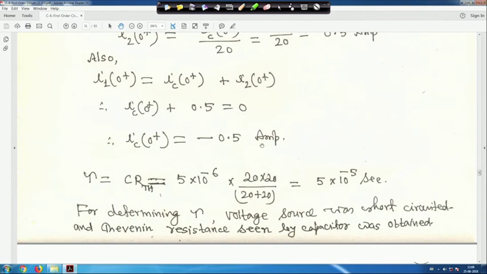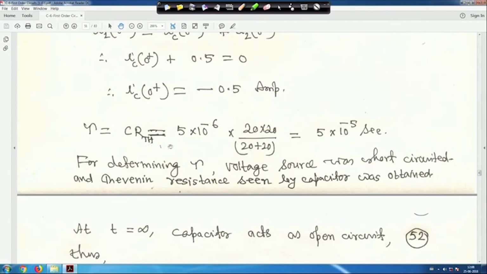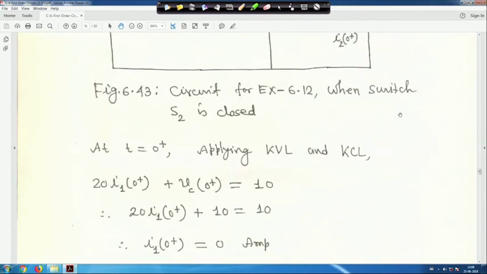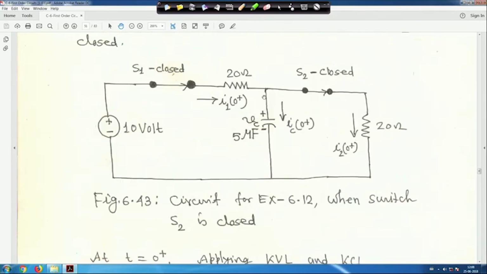So, Ic(0+) is minus 0.5 ampere, and tau is equal to C into R Thevenin. So, it is 5 into 10 to the power minus 6, the C value is given, and you have to find out R Thevenin. This is the terminal for the capacitor, right.